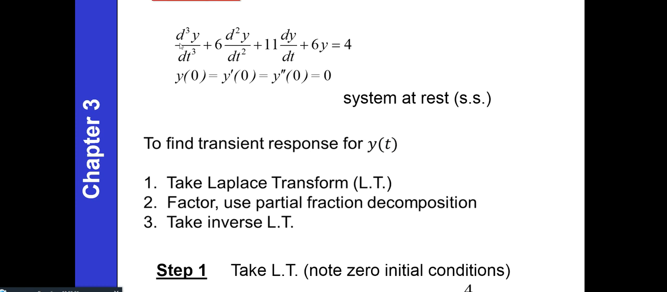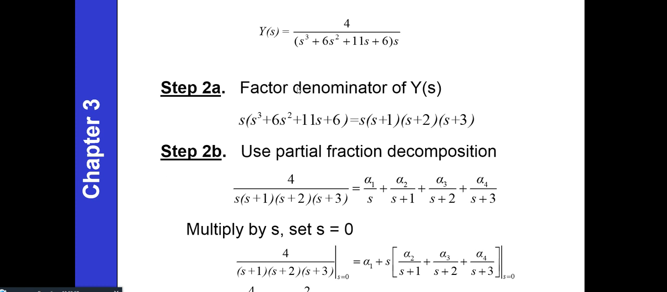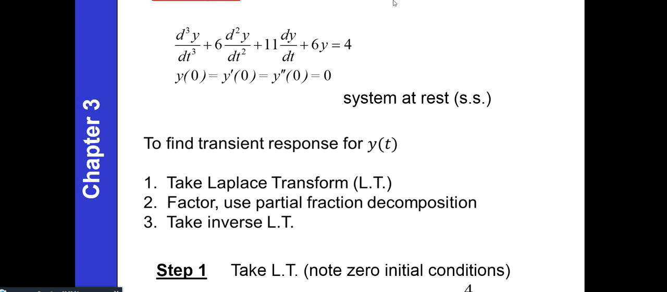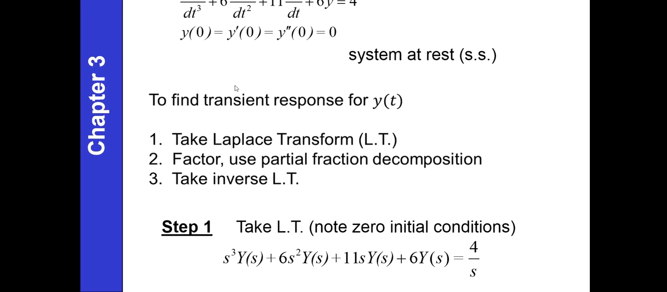So we have here another example, with a third order derivative, wherein y sub 0, y prime 0, and y double prime 0 are equal to 0. This means the system is at rest, starting from 0. So we have d cubed, then d squared, and dy. Just follow the steps. To find the transient response for y(t), take the Laplace transform, then factor using partial fraction decomposition, then take the inverse Laplace transform.